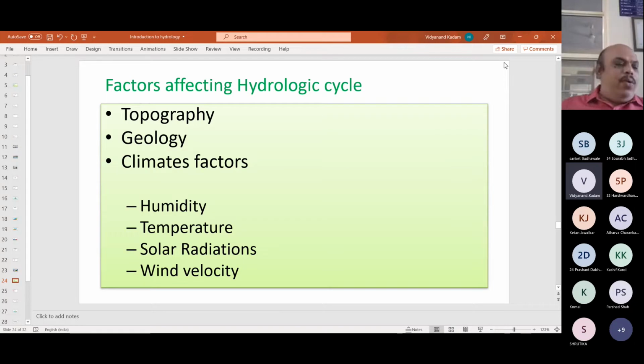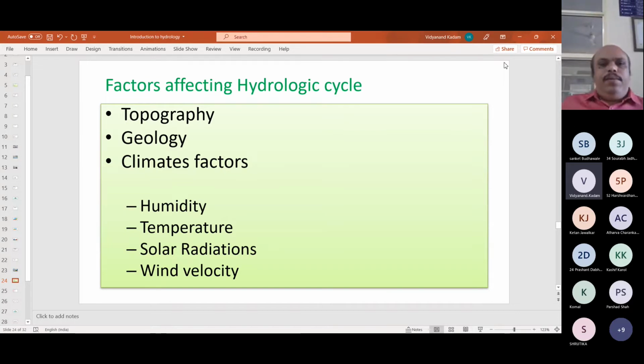So now tell me how topography affects the phase precipitation. What will you say? Just now we have discussed in the previous point the types of precipitation. How topography affects precipitation and runoff.